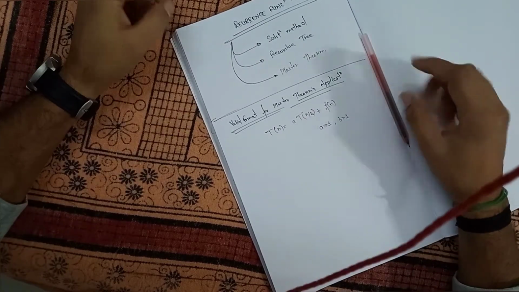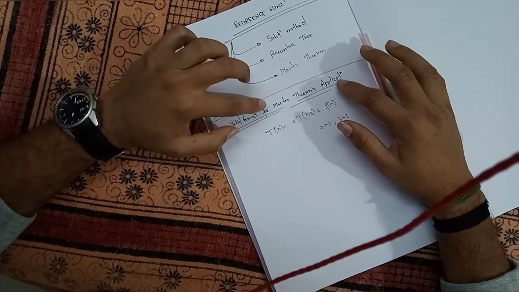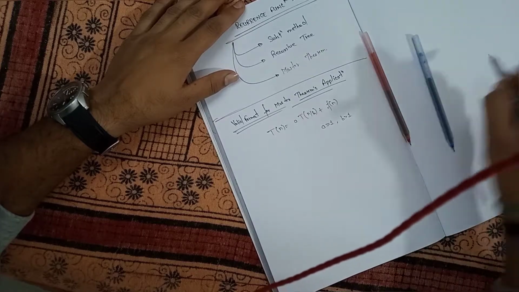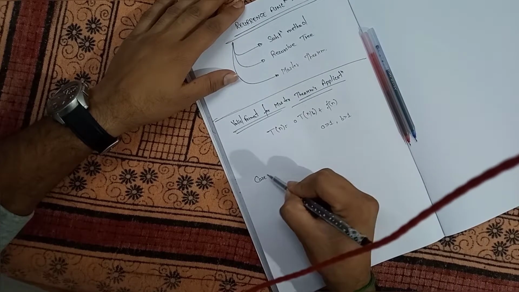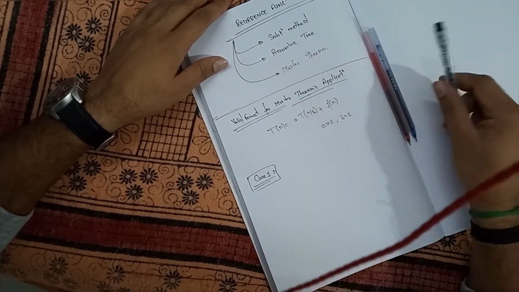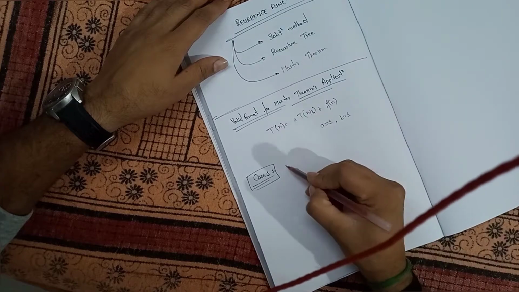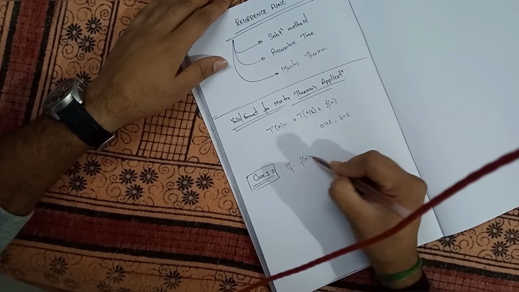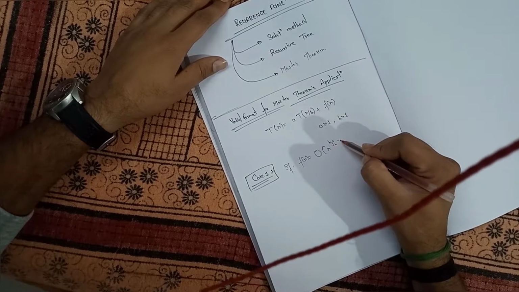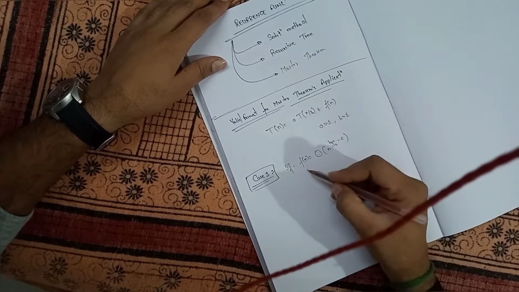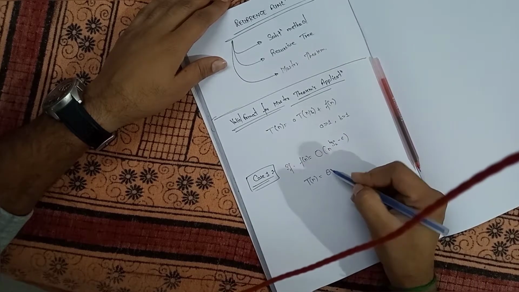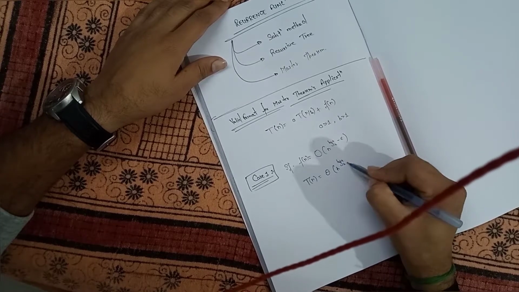Okay, so if a given recursive function is in this format, then I can apply master theorem to find out the value of the function. Now there are three cases which will tell me how to find out the value of this function. First case is if f(n) is equal to big O of n raised to the power log a base b minus epsilon. If this holds good, then T(n) is equal to theta of n^(log a base b).